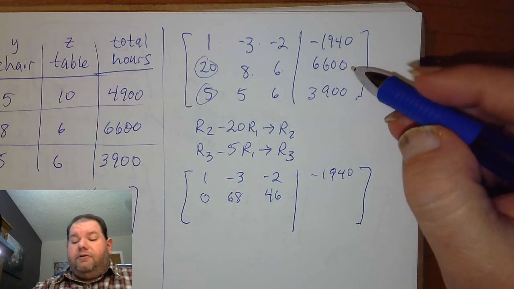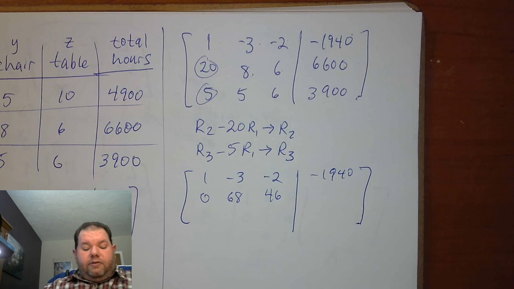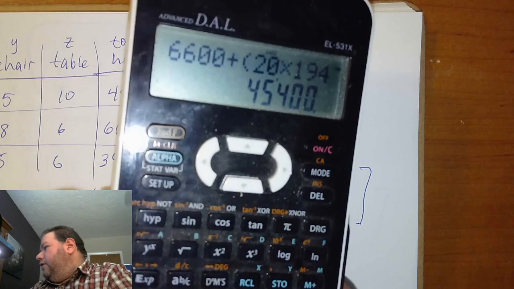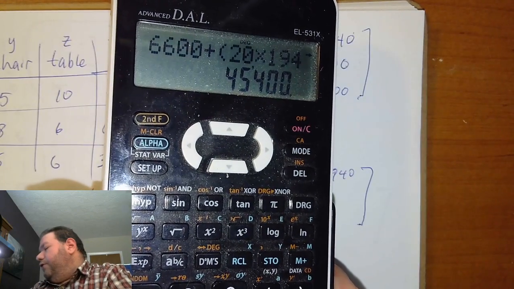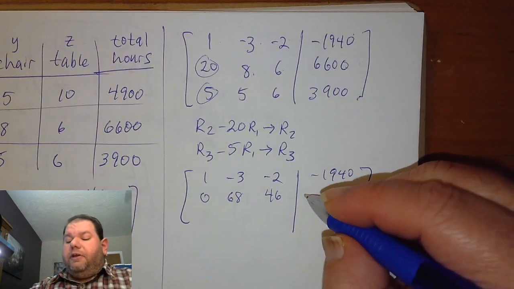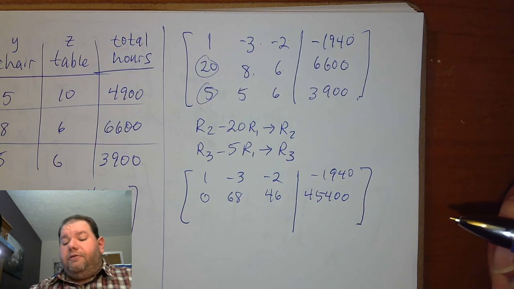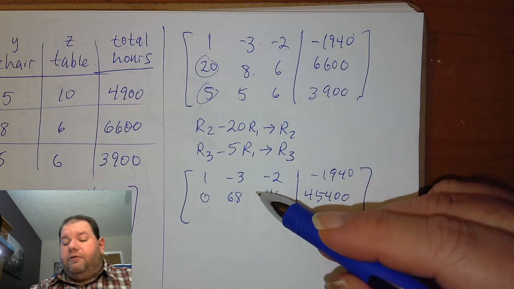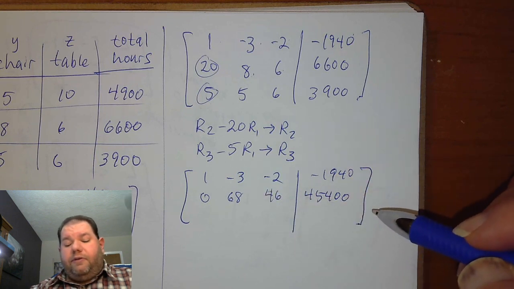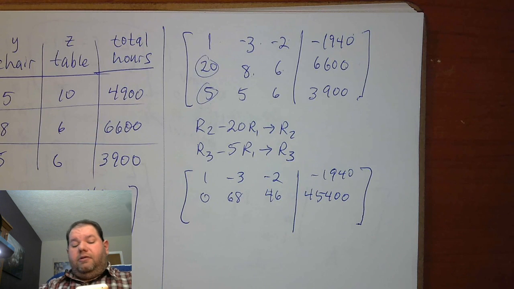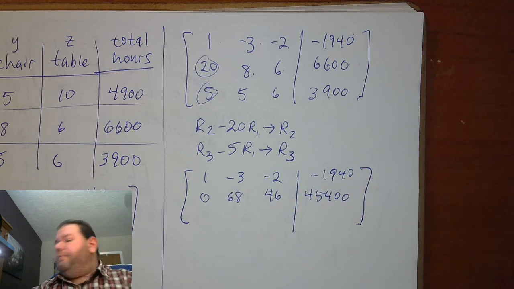And then 6,600 minus 20 times 1,940. So 6,600 plus 20 times 1,940, 45,400. Probably we're thinking at this point, these numbers are a little too big. I don't know that there's a whole lot we can do to help that, though. This row is divisible by 2, but we can't go any further than that. So, that's why we have the calculators, to deal with things such as that.